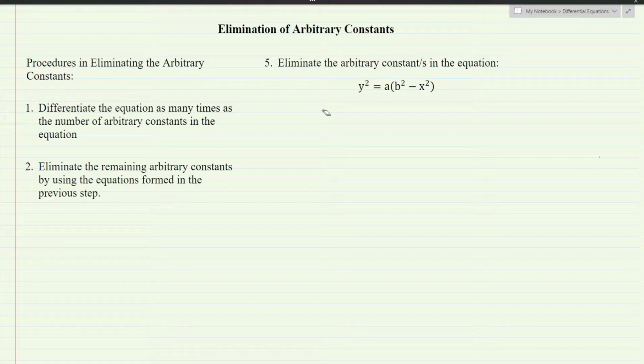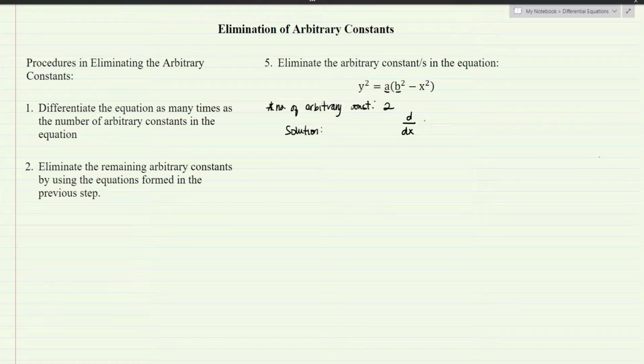So for this problem, we have here the equation y squared equals a times b squared minus x squared. For the number of arbitrary constants present in the equation, we have here two constants. That is the constant a and b. So for its solution, we would have to differentiate the equation. So I will start here first with the first derivative.